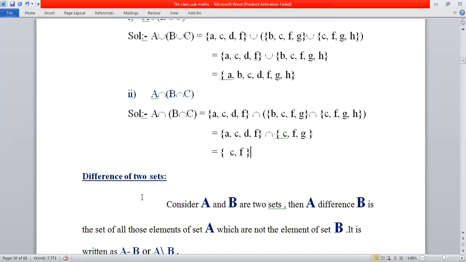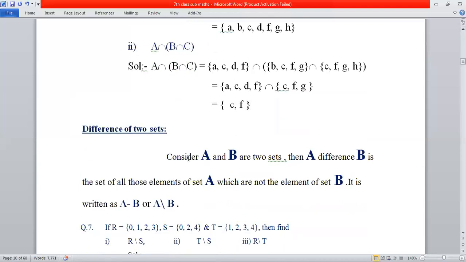For example, A minus B. We look at the first set A, and we check all the elements of A. If an element is present in A and also present in B, it will be subtracted. In the answer set, all the elements of set A which are not present in B will come. Now come to the definition.